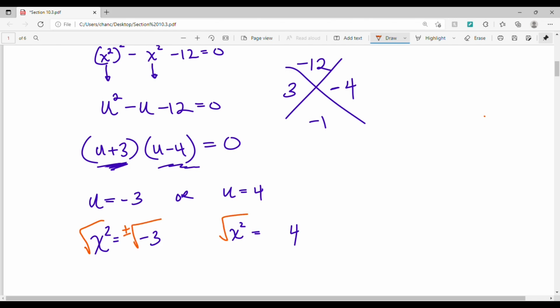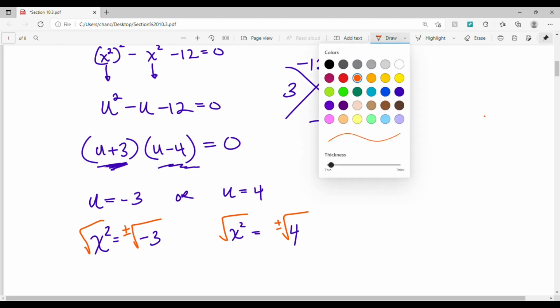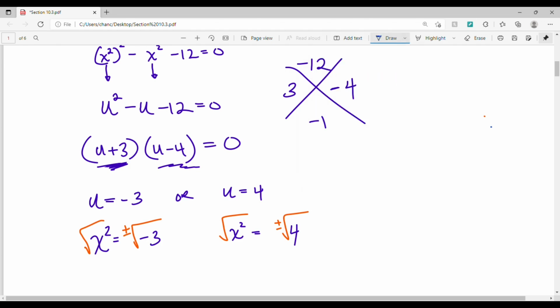We could do the same thing for the other equation as well. Don't forget that plus or minus in front of the radical. So this simplifies to x equals plus or minus. Now we have a negative on the inside, so we'll pull out the i. This is i root 3. So that's two solutions, negative i root 3 and positive i root 3.